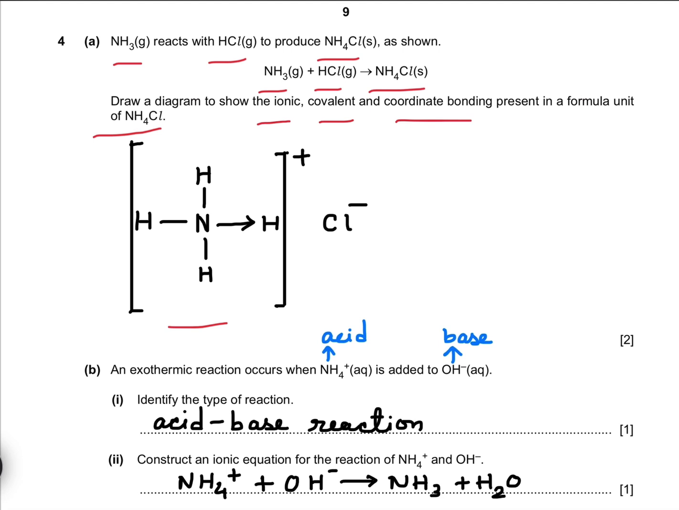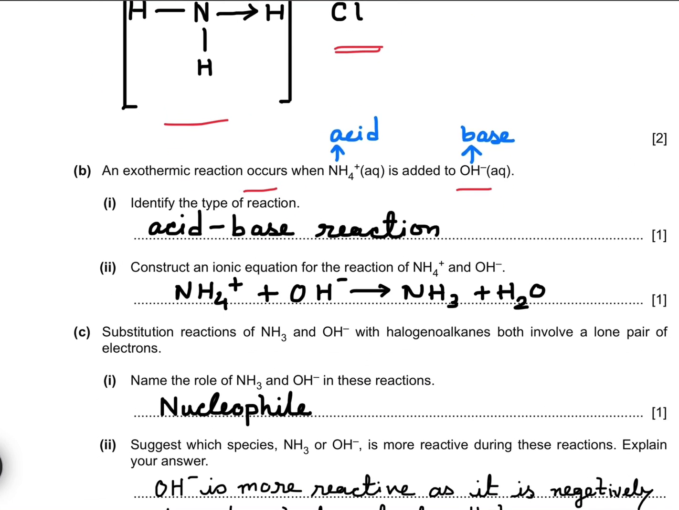This ammonium ion will form an ionic bond with the negative chloride ion. So there are 3 covalent bonds, 1 coordinate bond and 1 ionic bond between ammonium and chloride ion. B. An exothermic reaction occurs when ammonium plus is added to OH minus, or hydroxide. So 1. Identify the type of reaction.